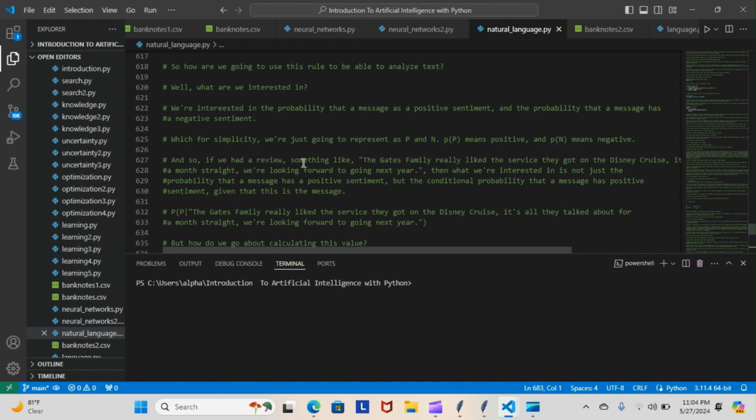And so if we had a review, something like the Gates family really liked the service they got on a Disney cruise. It's all they talked about for a month straight. We're looking forward to going next year. Then what we're interested in is not just the probability that a message has a positive sentiment, but the conditional probability that a message has positive sentiment given that this is the message. So given the Gates family really liked the service that they got on the Disney cruise, it's all they talked about for a month straight, we're looking forward to going next year. How do we go about calculating this value?